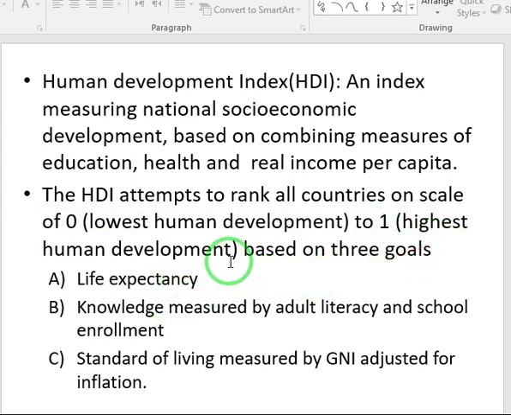But no country in the world has either 0 or 1 values of HDI. These are the two extreme values, which means that in reality, for all countries, the value of HDI will lie between 0 and 1. It will be less than 1, you can say, and above 0. It will always be in points.